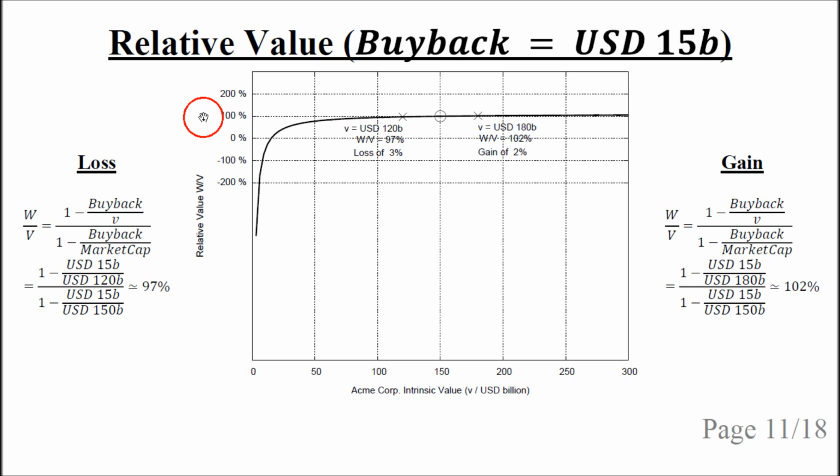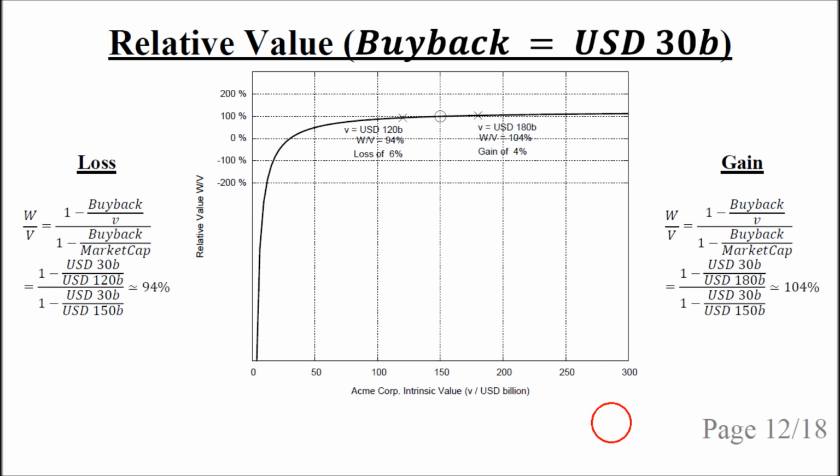So the share buyback doesn't change the value to shareholders. So the mispricing is either 20% above the market cap, which is $180 billion, or 20% below the market cap, which is $120 billion. In which case, the share buyback would give a loss of 3% or a gain of 2%. Now let's increase the buyback amount, so now it is 20% of the market cap. Now for the case where the intrinsic value is 20% above the market cap, the share buyback would give a gain to shareholders of 4%. If the intrinsic value is 20% below the market cap, we would have a loss of 6%.